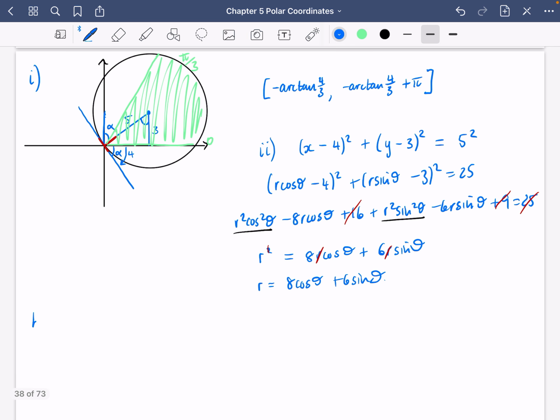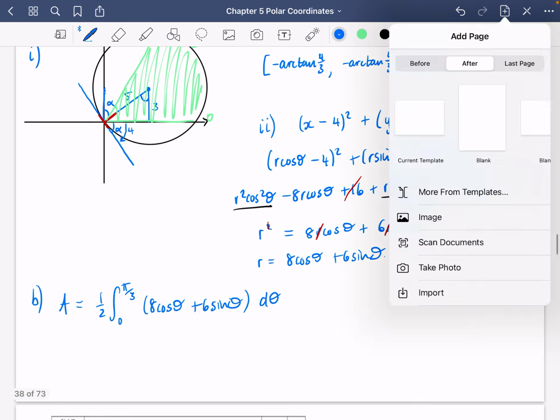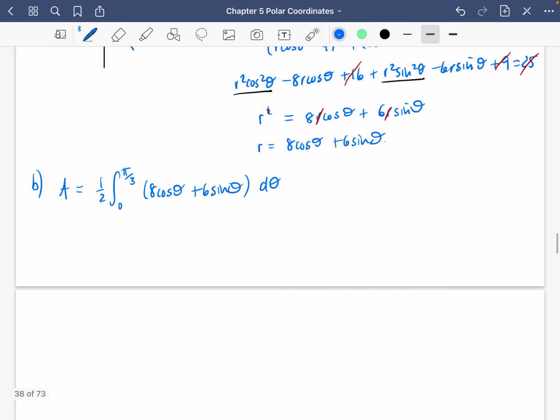So this is part B of the question. We are going to be finding out the area, and the area is going to be a half r squared between 0 and pi over 3, and r squared is (8 cos theta plus 6 sine theta) squared d theta. I'm just going to do quite a lot of work on this. Let's add in a blank page before I show you the mark scheme. I'm going to leave that half outside the front.